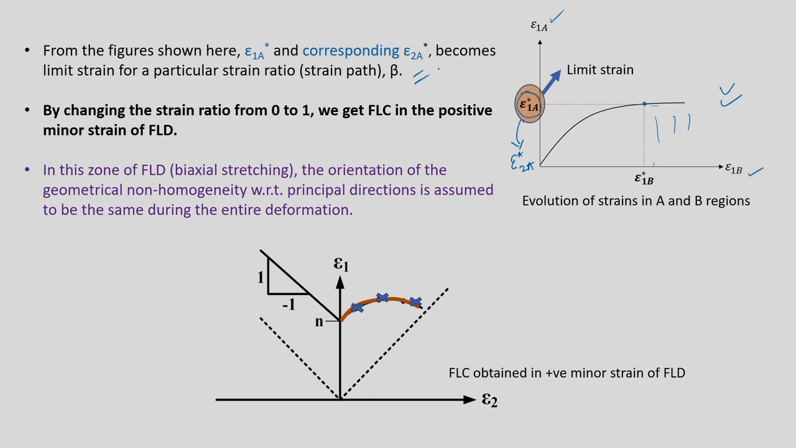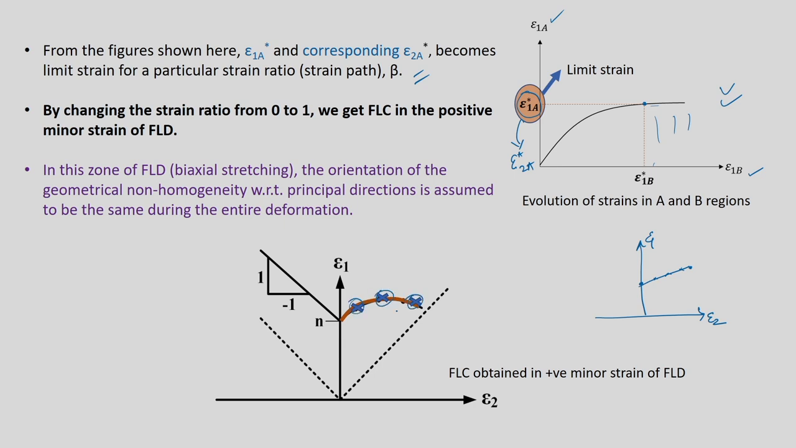Okay, that's what I have written here. By changing the strain ratio from 0 to 1, let us say this is epsilon 1, this is epsilon 2. 0 to 1 strain ratio, 0 means plane strain, to 1, that is balanced biaxial stretching. You can get different epsilon 1 star and epsilon 2 star, and you can connect all these values. Let us say you have 4 different cases here, and you will get the forming limit curve on the positive major strain of FLD, like this.